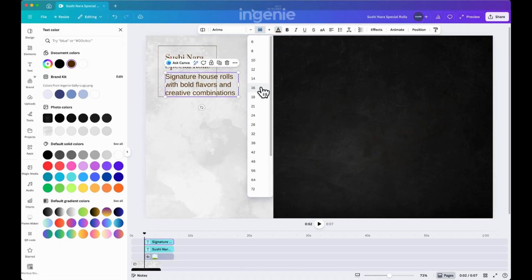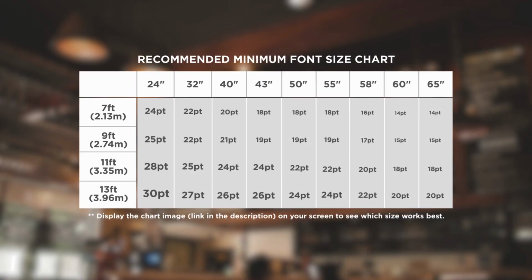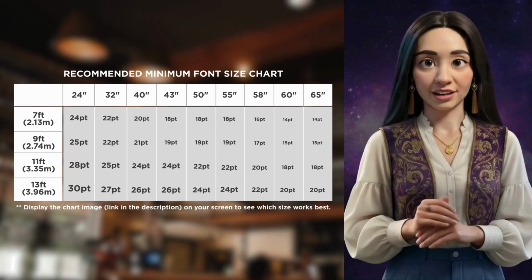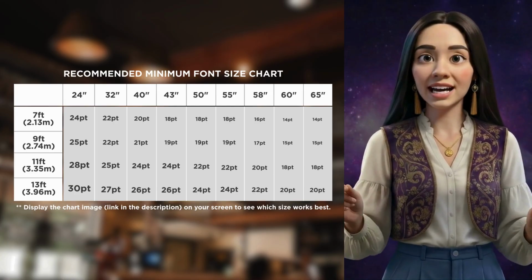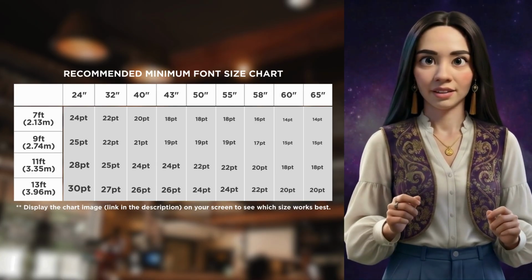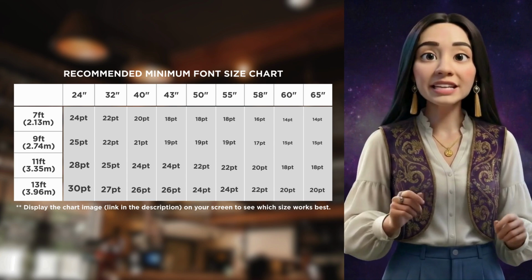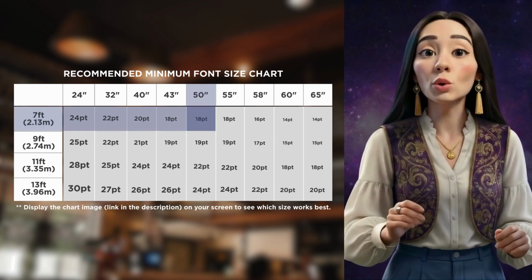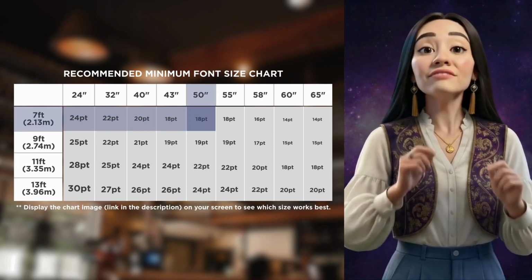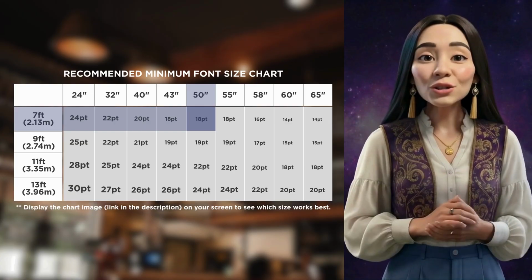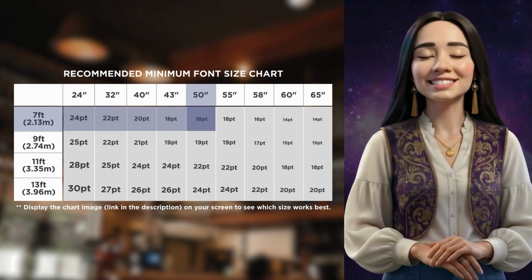Let me show you the font size chart. The recommended minimum font size depends on TV size and viewing distance. This shows an example for a 50-inch TV and 7 feet away from the customers. I've linked a chart below. Download it and display it on your screen to see which size works best.